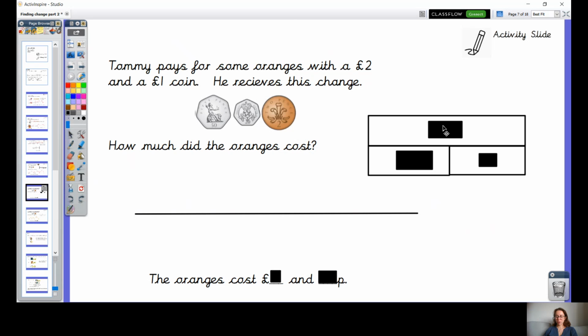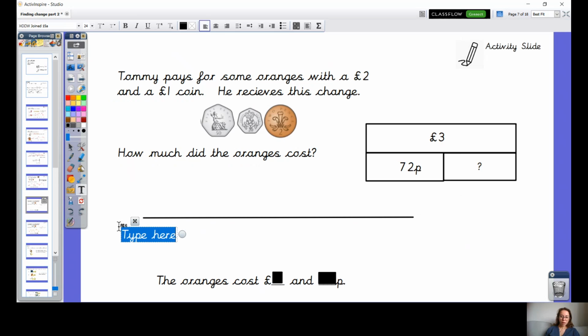Well done. Okay, let's have a look. So we know that the whole part he gave the shopkeeper was £3 because he gave them a £2 and a £1 coin, didn't he? And we know that the change was 72p. Well done if you got that in your bar model. And the part we don't know is how much the oranges cost.